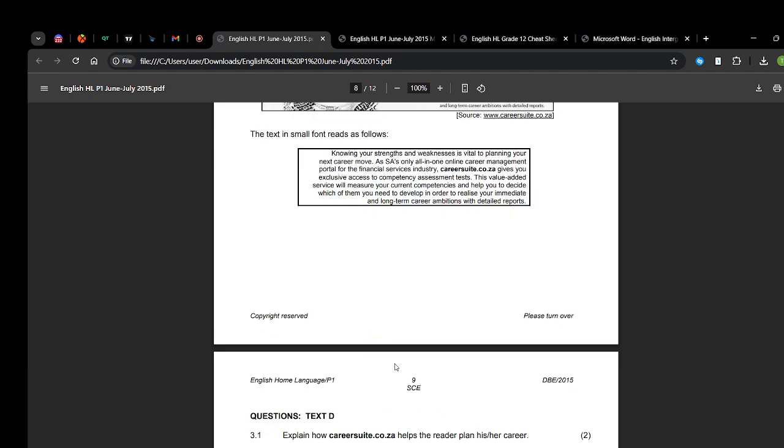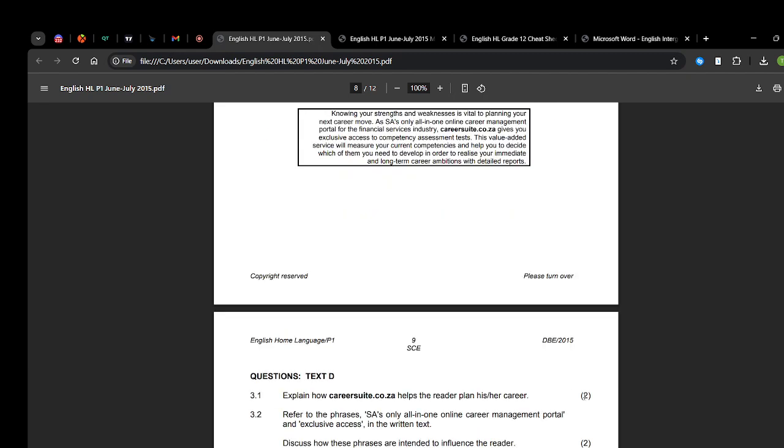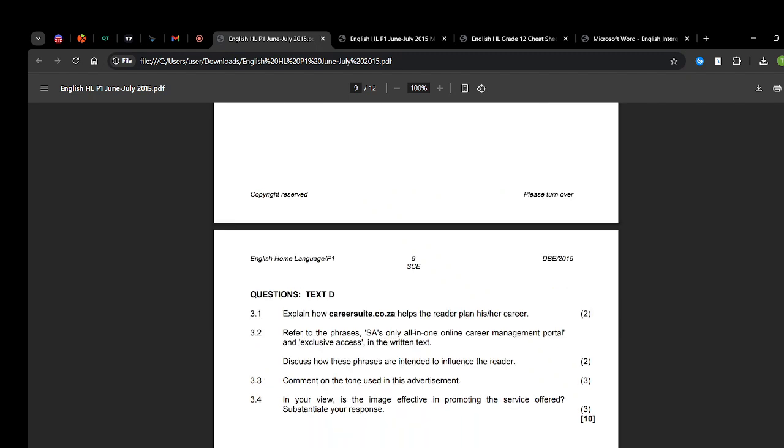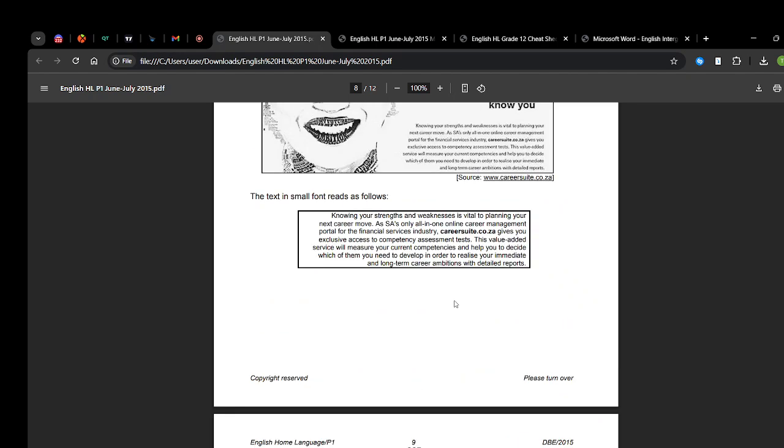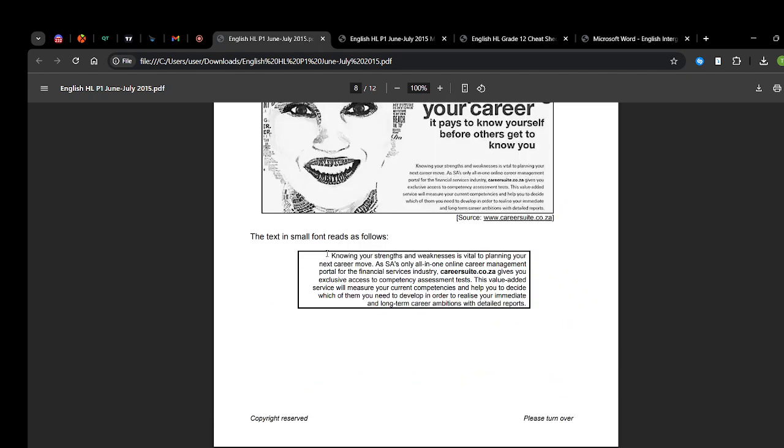This is a 2 mark question. So mark allocation basically is telling us that they don't expect a long paragraph. It's also a straightforward question. So you'll just be explaining how this website helps the reader plan his or her career. So the answers are most likely in the text that we've just read here. So let's just read it again.